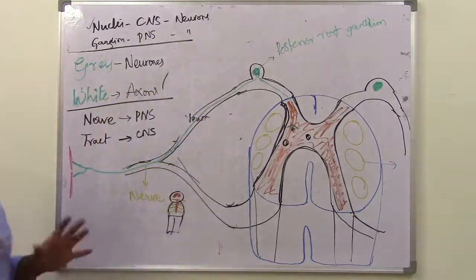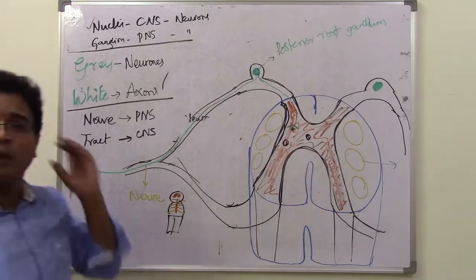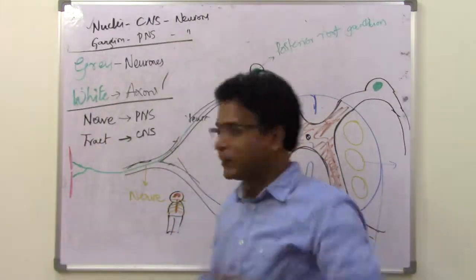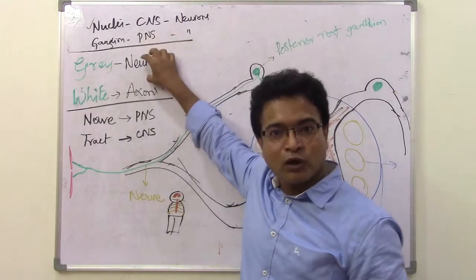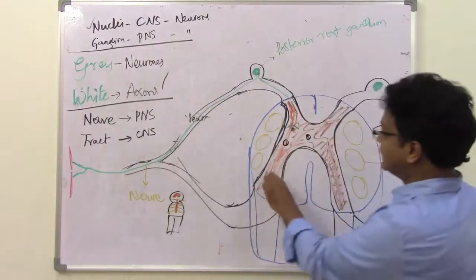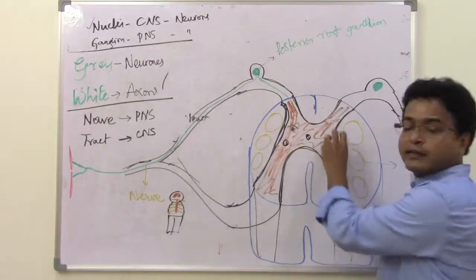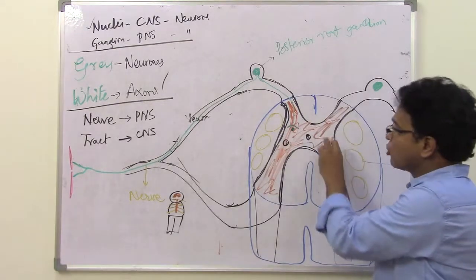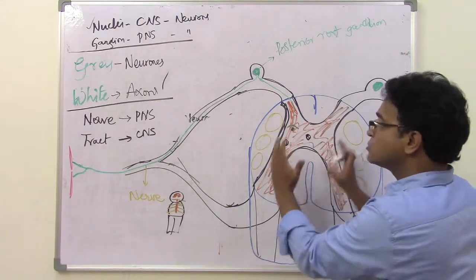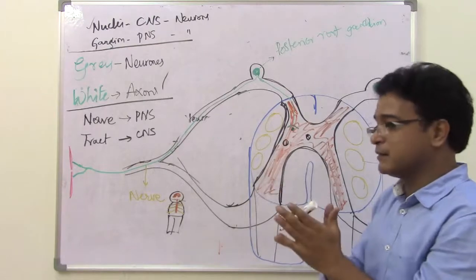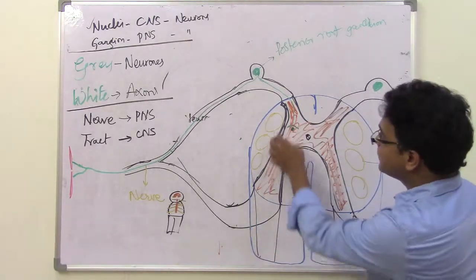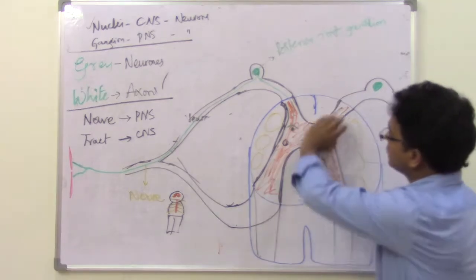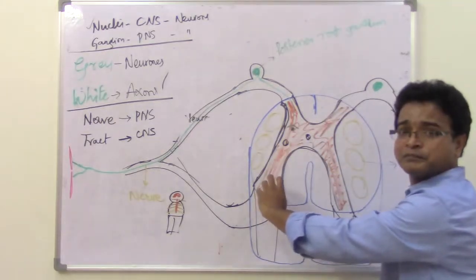Okay. Now, just to recap, what is grey matter? Grey matter is a collection of neurons that come together, unmyelinated neurons and axons, because they don't have any white colored myelin with them, so they appear grey in cross section. So we call this grey matter.